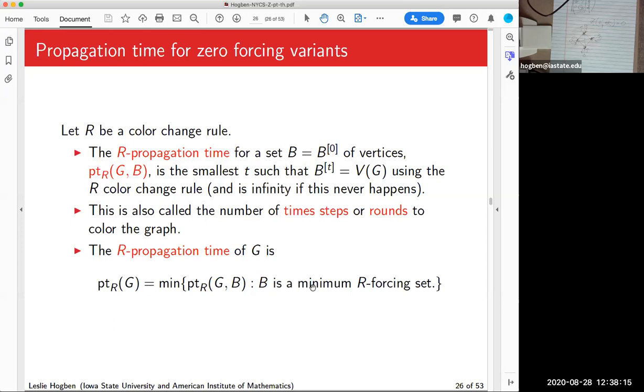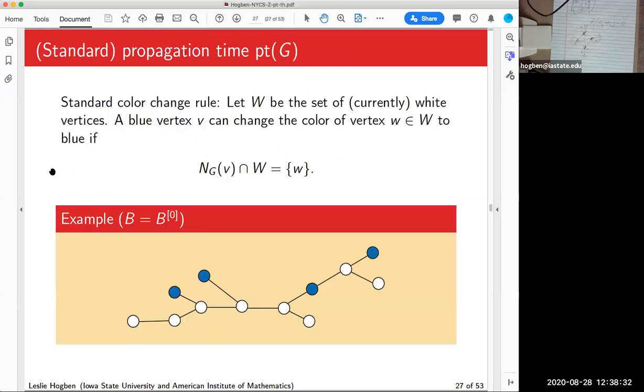If you want to compare the propagation time of a particular set B rather than the whole graph, which picks the minimum forcing set, then you have the comparability, and you will have, for any given set, that the propagation time will be, for PSD, at most standard, and for skew will be at most standard. And we'll see this as we go through this exact same example. This is what we did before, but now we're thinking of the number of rounds.